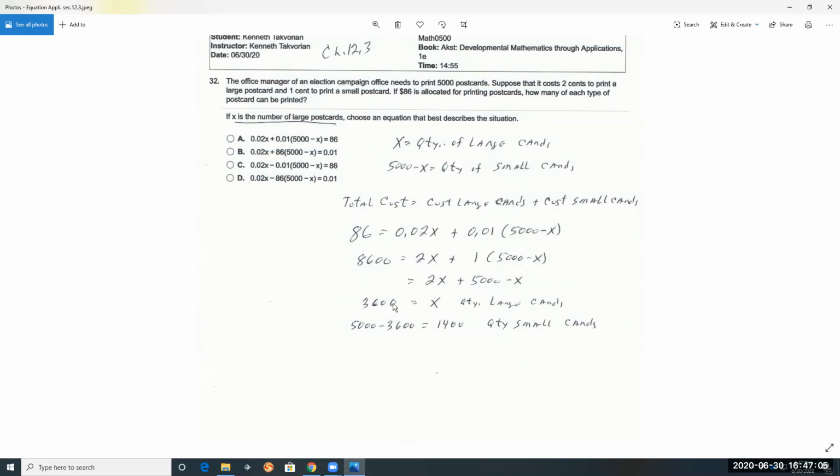That is the quantity of the large cards. The quantity of the small cards is the total number of cards, 5,000, minus 3,600 large, leaves me with 1,400 small cards.